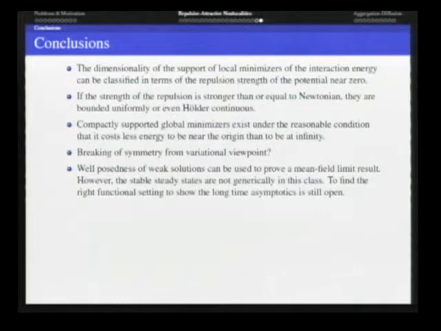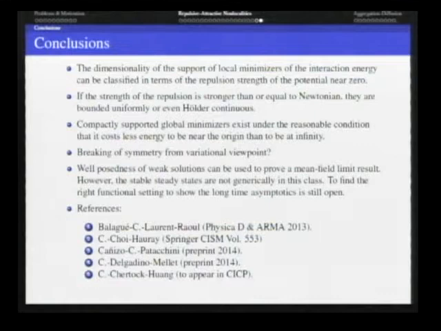So, in fact, it would be nice to find a right functional setting in which we could prove the convergence towards some local minimizers as t goes to infinity for the gradient flow. But still, since precisely those stable states are not in that class, we still don't know how to make it work, only in particular cases like the Newtonian case. Okay, so these are more or less the references related to this part.